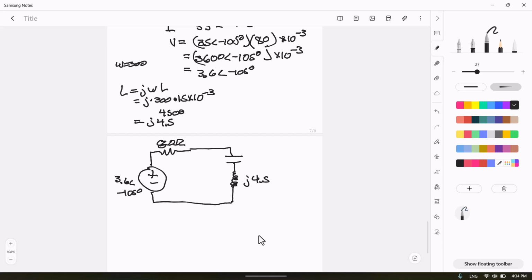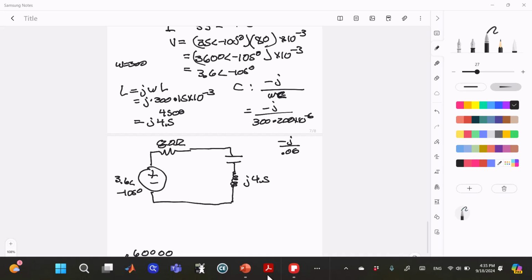And our capacitor was 200 microfarads. So our capacitor is minus j over omega C. And that's minus j over 300 times 200 times 10 to the minus 6. So that's 60000 times 10 to the minus 6, 0.06. That's minus j over 0.06. And can someone tell me what 1 over 0.06 is? Nobody has a calculator out? 16.667. Say it again.